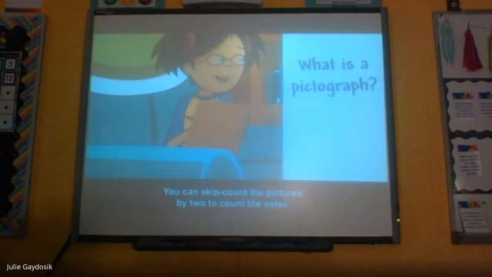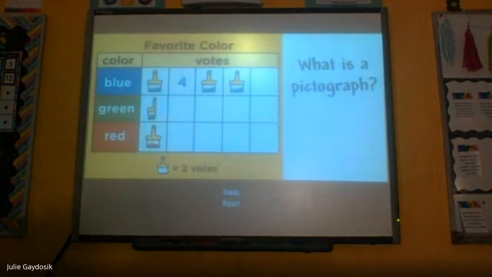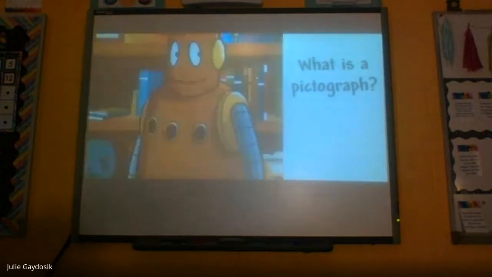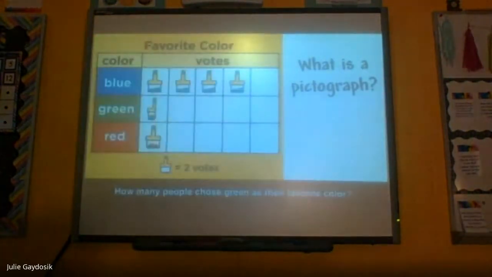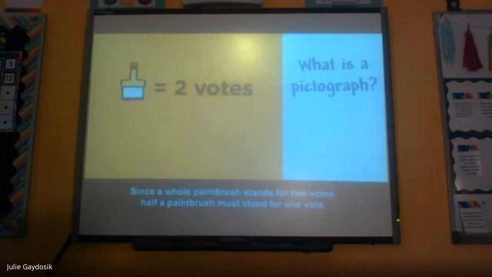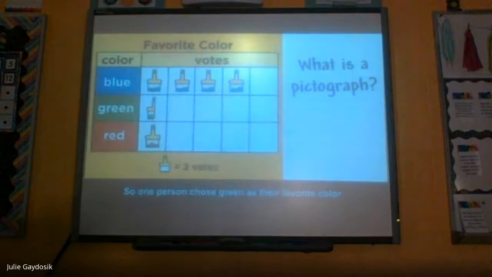You can skip count the pictures by 2 to count the votes. 2, 4, 6, 8. 8 people chose blue as their favorite color. How many people chose green as their favorite color? There's half a paintbrush there. Since a whole paintbrush stands for 2 votes, half a paintbrush must stand for 1 vote. So 1 person chose green as their favorite color.